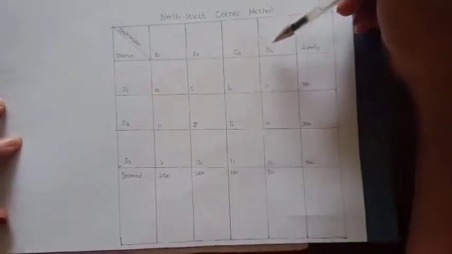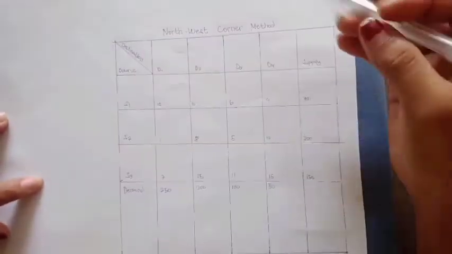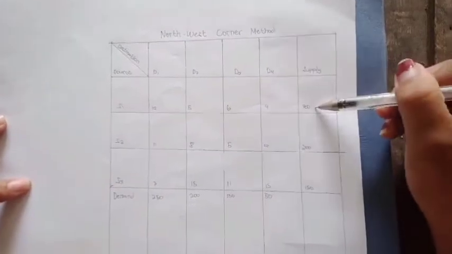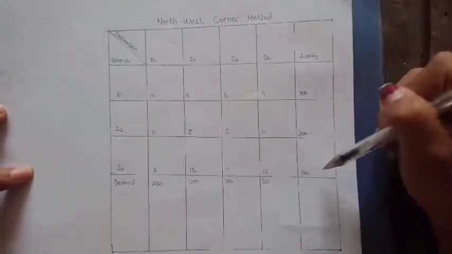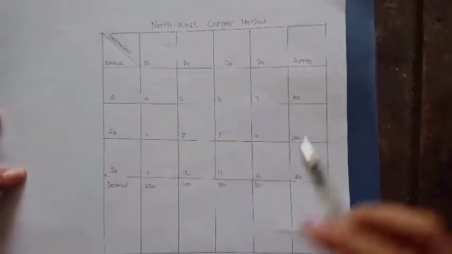D1, D2, D3, and D4 are the destinations, and S1, S2, and S3 are the sources. And we have our supply and demand. Our supply is 300, 200, and 150. And our demand is 250, 200, 150, and 50.